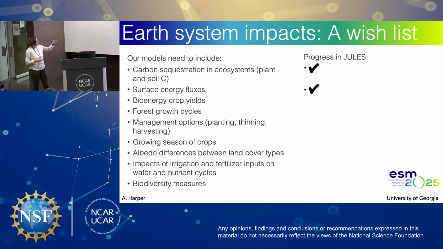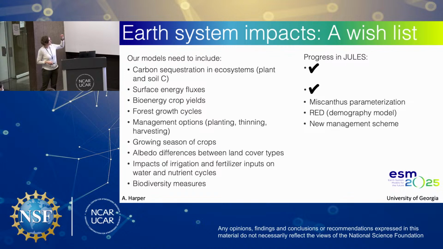The next set of things have to do with the management practices. So the yields of bioenergy crops, forest growth cycles. By that I mean forests, there's not a tree that just magically appears and it's a forest. So we have different size trees depending on when they're planted. So being able to represent the fact that trees start small and grow large, we need to represent that. We need to be able to represent management options like thinning, harvesting. So in JULES, this is what I'll be mostly talking about for the rest of the talk, some things that we've been doing in that space.